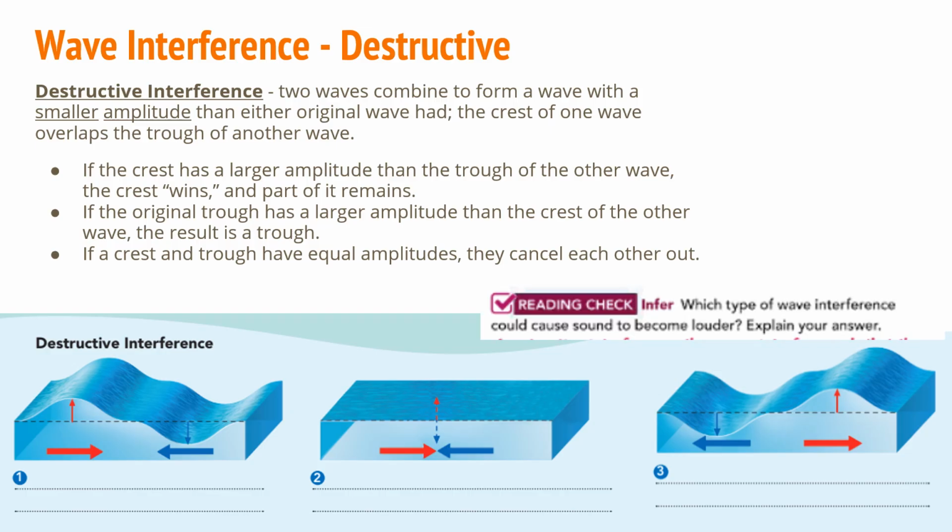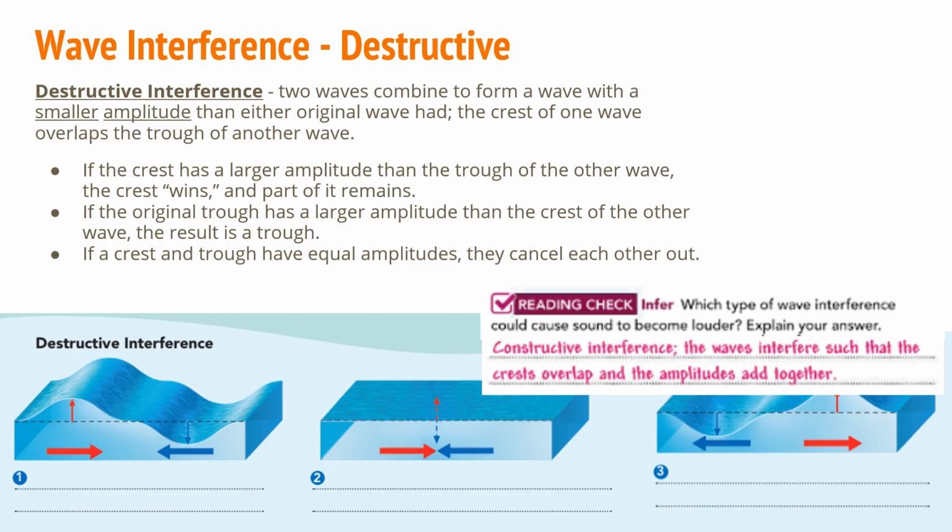Reading check. Which type of wave interference could cause sound to become louder? Explain your answer. Constructive interference, because the waves interfere such that the crests overlap and the amplitudes add together.